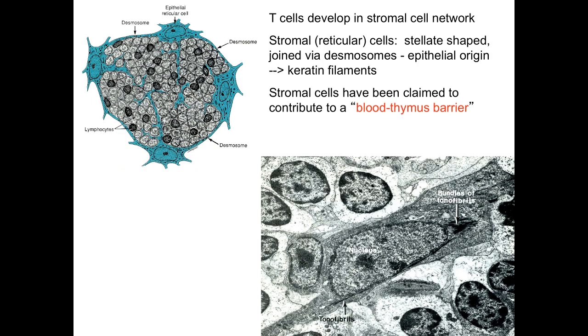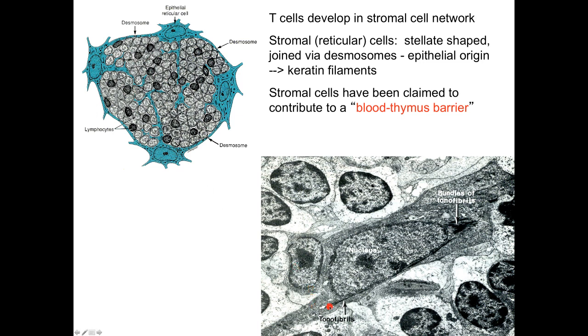T cells develop in a stromal network. These stromal cells or reticular cells in the cartoon are highlighted in blue. They're stellate-shaped cells. They put out these long projections that join one cell to another through desmosomes. We know these are epithelial cells because if you do cytochemical stains for keratin, you'll identify keratin in these stromal cells, and keratin is a protein uniquely found in epithelial cells.